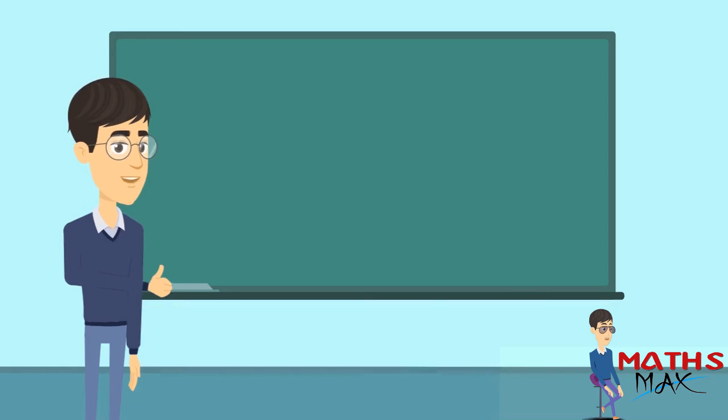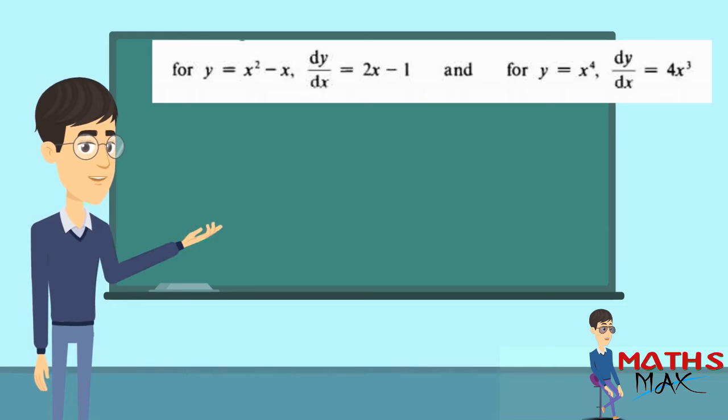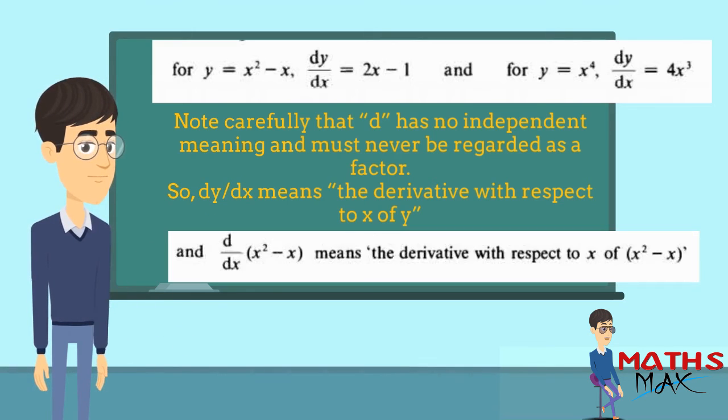Okay, let's learn the notation. We have seen that differentiating x squared gives 2x. One way to write this fact is dy by dx equals 2x. Let's see some examples. Don't worry about the answers. If you don't know how to find them, I will teach you step by step later. At this time, just look at how to show the derivative with respect to x of y. Note carefully that d has no independent meaning, and must never be regarded as a factor. So, dy by dx means the derivative with respect to x of y, like this.